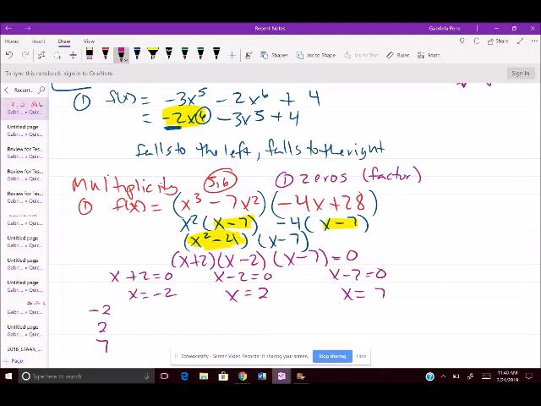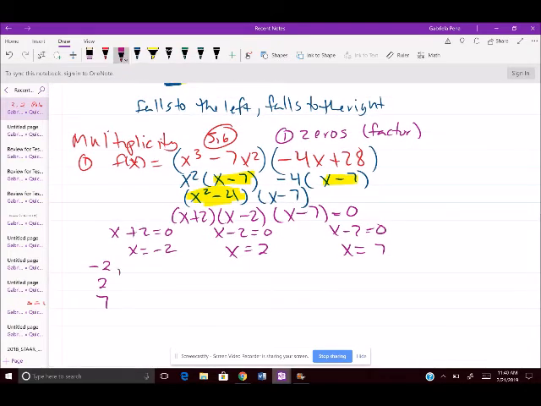Those are my zeros, but there's going to be some explanation. I need to know what is the multiplicity. One. The multiplicity. How do we know it's a multiplicity of 1? Because there was an exponent of 1, exponent of 1, exponent of 1. That's why it's a multiplicity of 1.